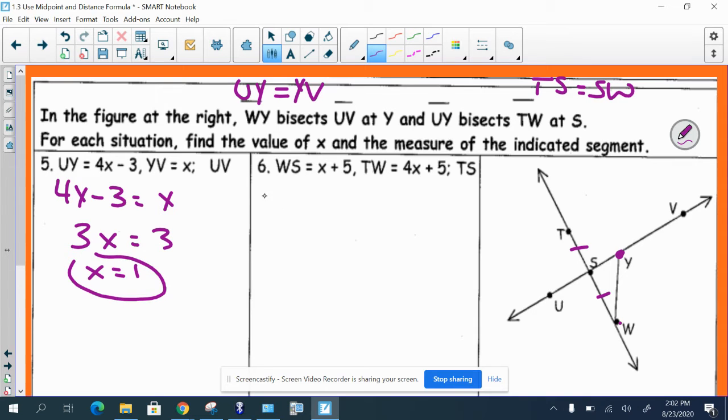Now it also asks you to find UV. So UV is the entire thing. So we would need to find the value of part of it, which if part of it is x, when x is 1, then UV would be twice that, so 2.